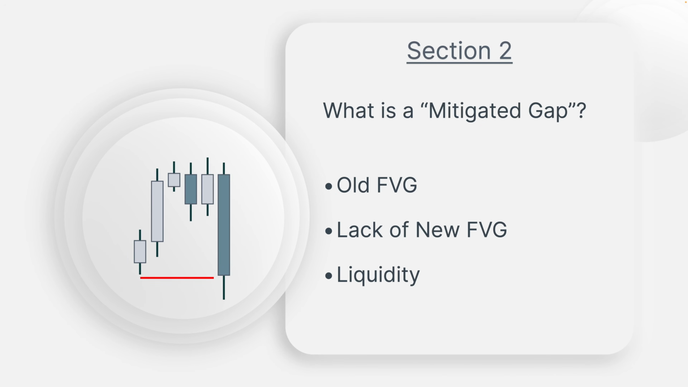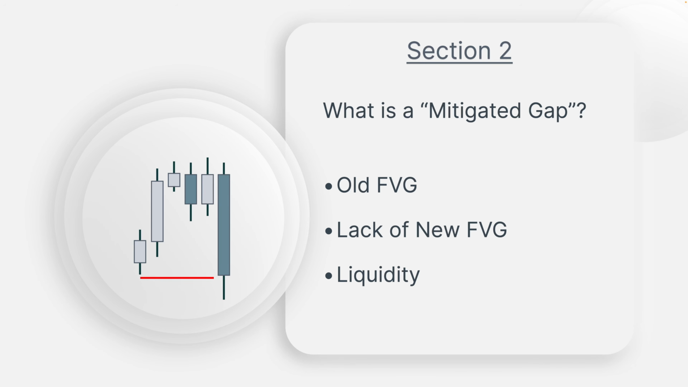A mitigated gap starts with an old fair value gap. We need to understand all these gaps that we are talking about, of course, are initially just fair value gaps, right? But those fair value gaps, we can label them and be a little bit more specific about them, so we can understand what type of gap it is, rather than just all being fair value gaps all over the place. So, mitigated gap, first step is understanding it's an old fair value gap. Then the second thing is that old fair value gap had a lack of a new fair value gap. Then the third bullet point is that we are then seeking liquidity.